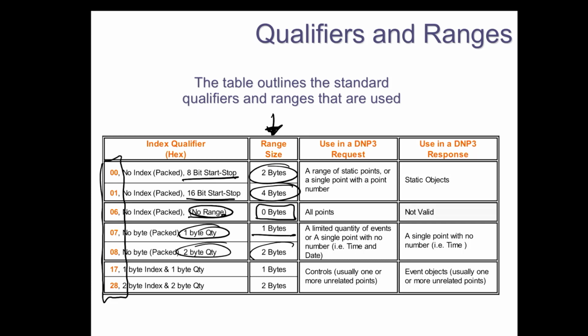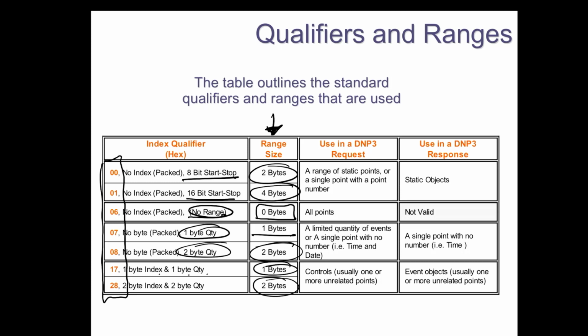2 byte quantity, 2 byte. 1 byte index and 1 byte quantity is a 1 byte value. 2 byte index and 2 byte quantity is a 2 byte value. Okay, so yeah, that's a summary of the qualifiers and how they affect the range field and where they're used, right?